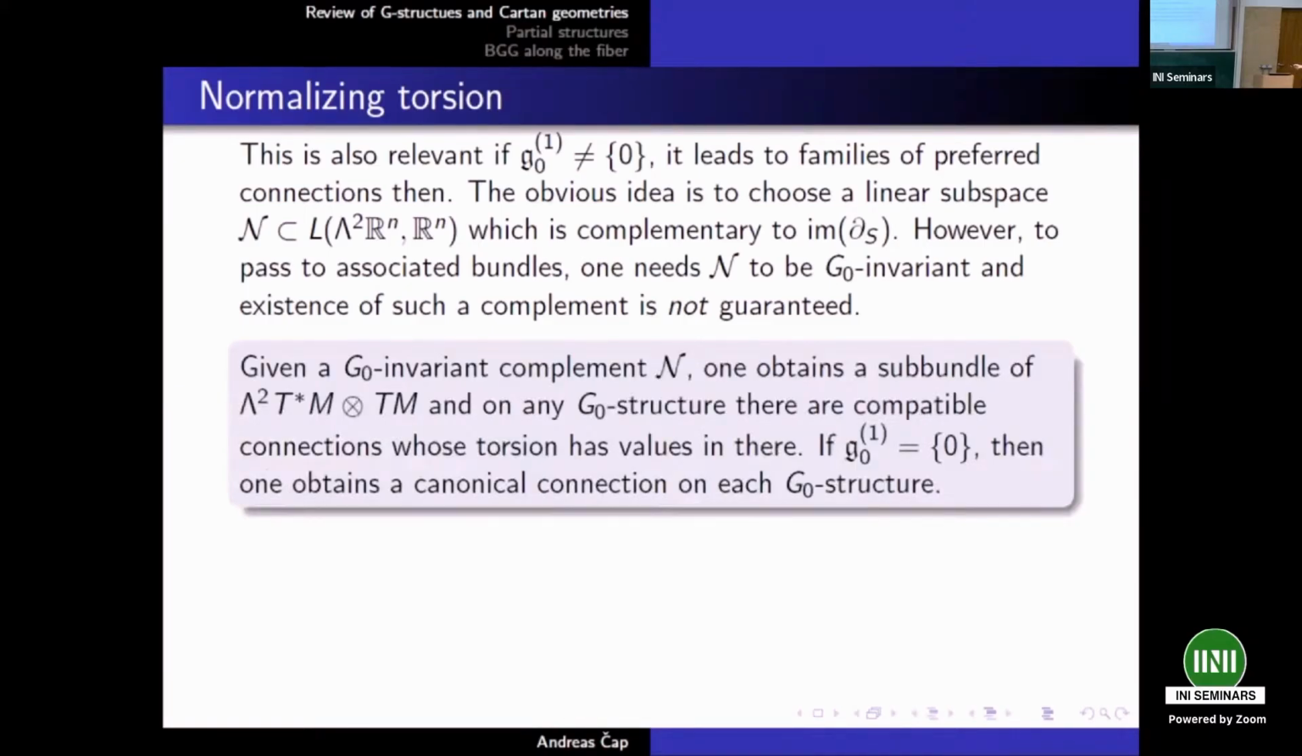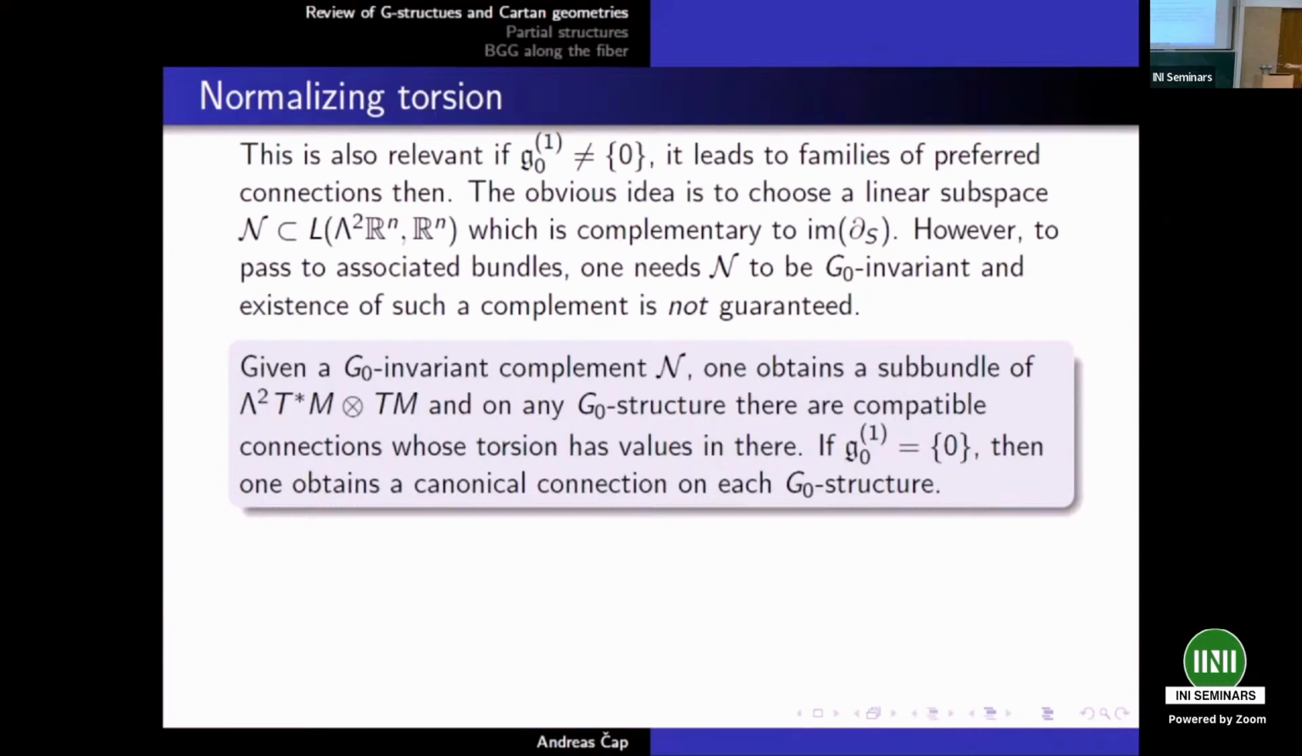But once you have a G0 invariant complement, it gives rise to a subbundle of TM valued 2 forms. And then on any G0 structure, there are compatible connections whose torsion has values in that subbundle. And if the first prolongation vanishes, then this connection is unique. And so you obtain, once you've chosen this normalization condition, so that's the terminology here, a canonical linear connection on the tangent bundle of any manifold endowed with a G0 structure.